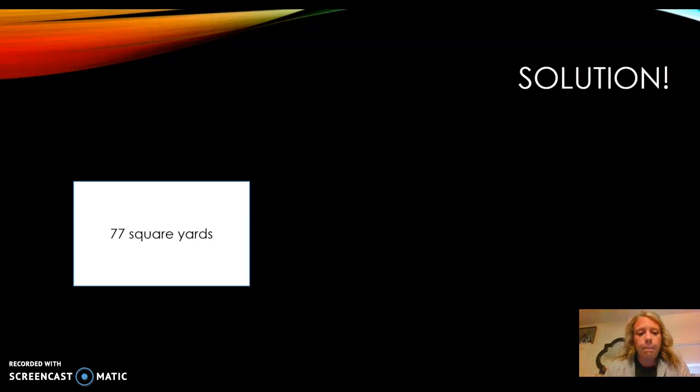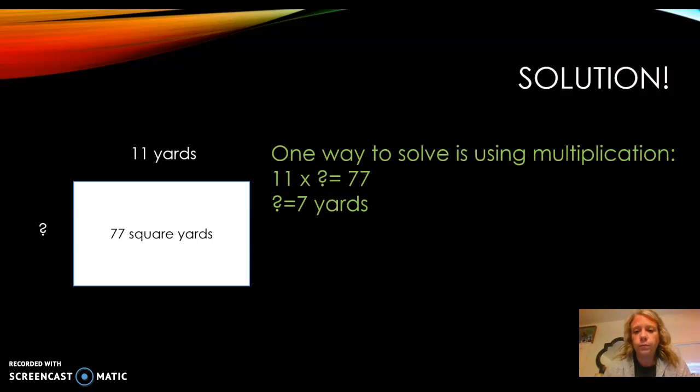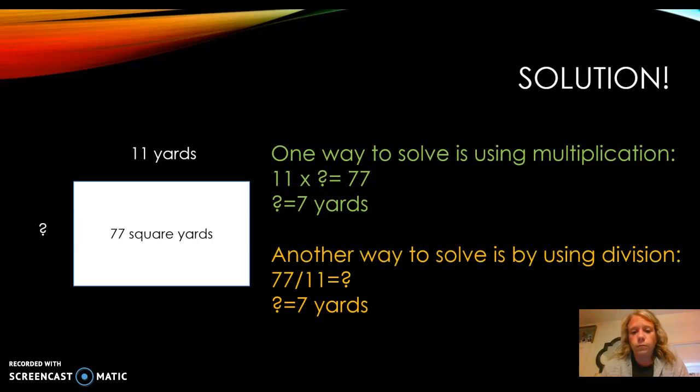Here's your solution. Here's my picture with my rectangle labeled 77 square yards in the middle, my length 11 yards, and my missing side labeled with a question mark. One way to solve is using multiplication. 11 times what gives me 77. I know 11 times 7 equals 77, so my missing width would be 7 yards.